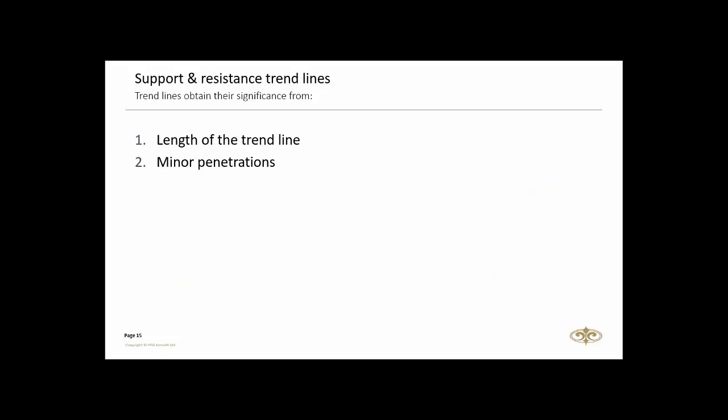Then we also have valid penetrations of that trend line. A valid penetration happens when the share closes above or below a support and resistance trend line. A rule of thumb is about 3%. If it moves and closes more than 3% above your resistance trend line, or 3% below your support trend line, that's a valid penetration. When I say penetration, it's a trigger, it's a change in trend.